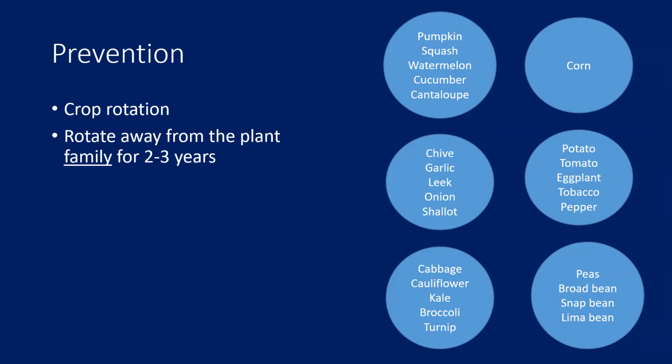Ideally, we want to rotate a plant family away from a site for 2 to 3 years. That can be difficult in a small garden situation. So, if you don't have a lot of room, just try to do the best you can. How far is far enough in a rotation? Does it need to be 5 feet away? Does it need to be 2 feet away? It's something we have to kind of figure out, but at least moving it away from that exact hole and that exact spot is the most important thing, I think.